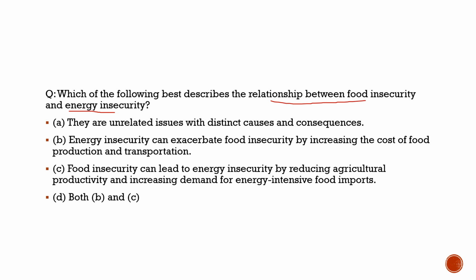Here the question says, which of the following best describes the relationship between food insecurity and energy insecurity? First statement: they are unrelated issues with distant causes and consequences. Totally incorrect. They are definitely related. Second: energy insecurity can exacerbate food insecurity by increasing the cost of food production and transportation. 100% correct. It can definitely impact food insecurity by increasing the cost of food production and transportation.